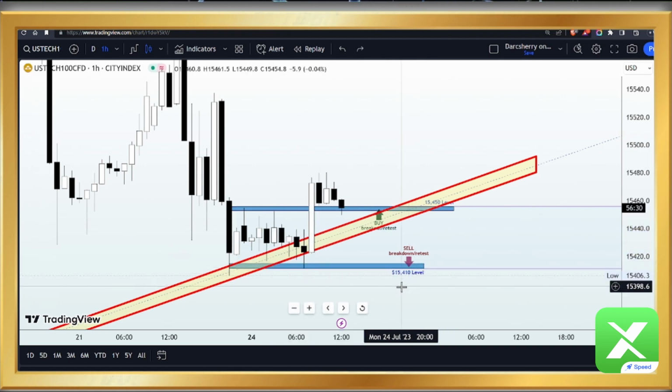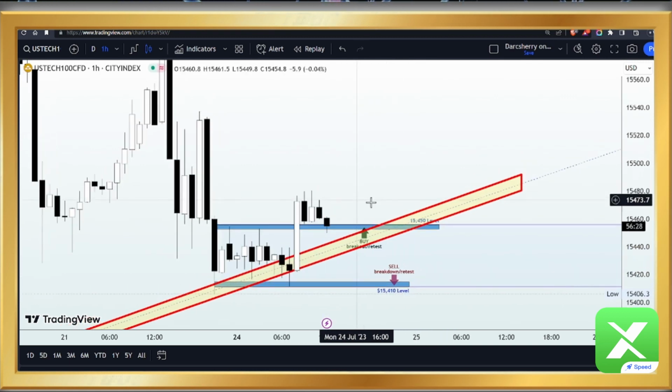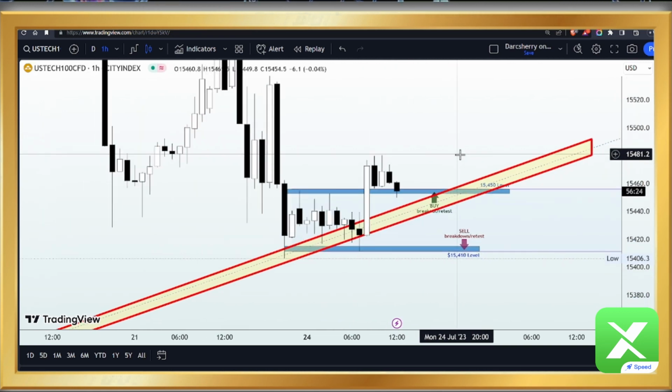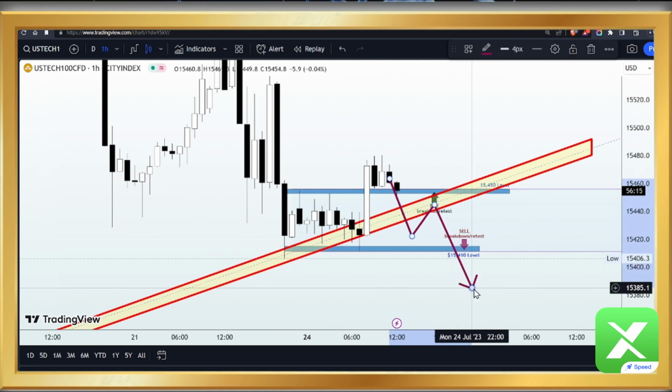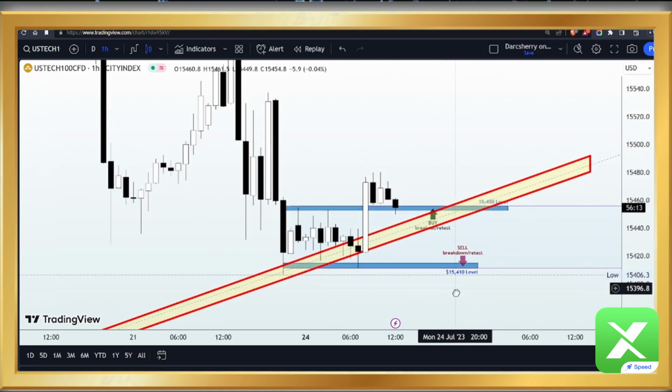point in time. So here we are, it's looking very bullish as long as price remains above this ascending trend line. So we remain bullish, and the only thing that will make us want to sell is for price to break down this trend line, retest of structure before we can consider selling the USTEC 100.